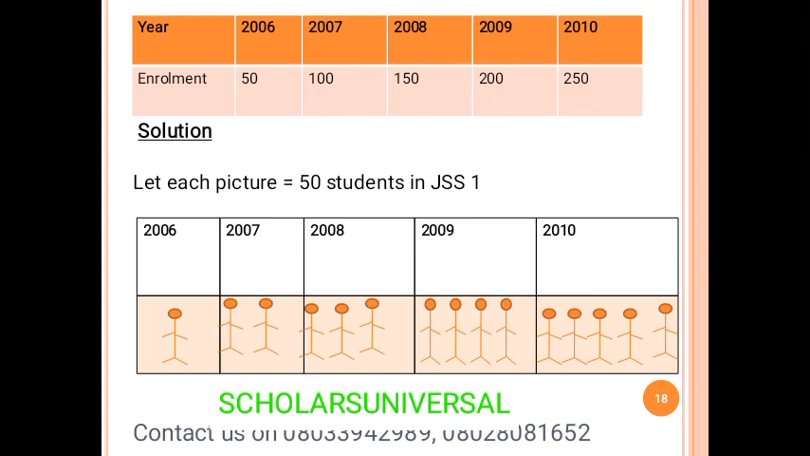So for 2007, where I have 100 students, it will be just two pictures. Are you with me? Because 2 times 50 is 100, 3 times 50, 150, 4 times 50, 200, and 5 times 50, 250. So this is how I represented this on my pictogram. So this is just an illustration of a pictogram representation.